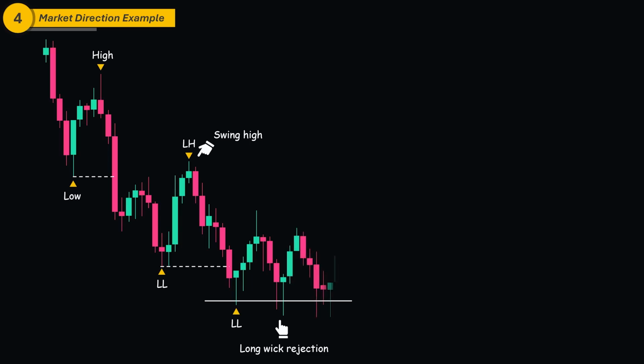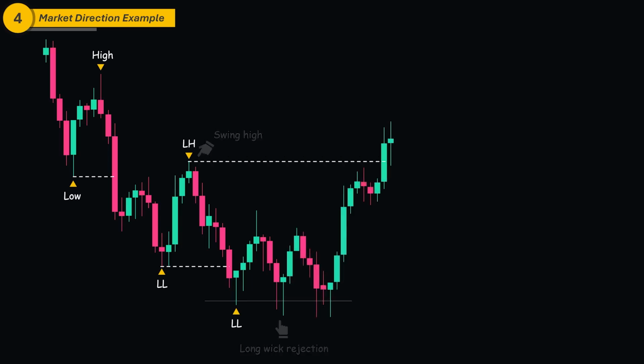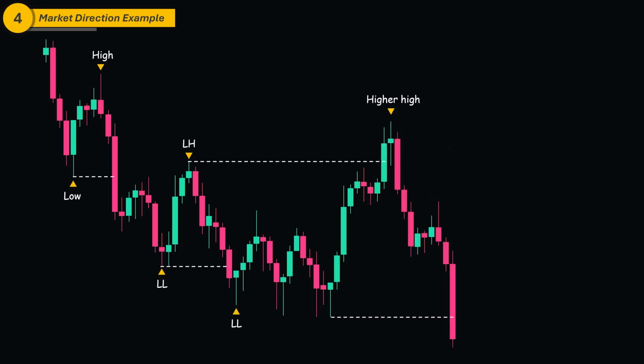Price tests the level again, and finally, we have a breakout above the swing high. This signals a potential reversal to the upside, and possibly forms an uptrend in the following moves. But to confirm the uptrend, we need to see 1, 2, 3 moves to the upside. Now let's see what happens next. Price suddenly drops, breaking below the structure again.